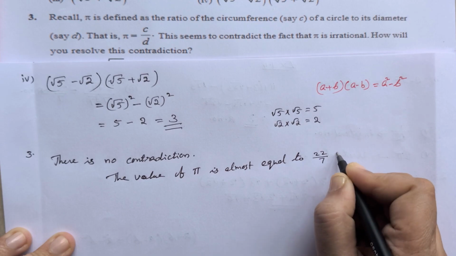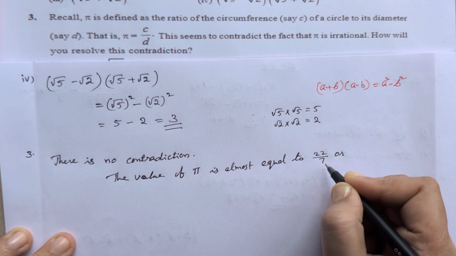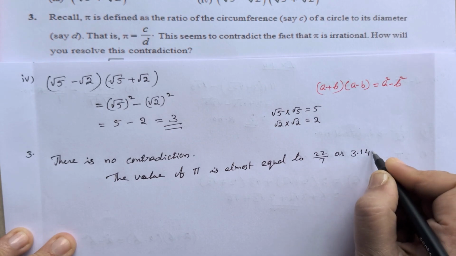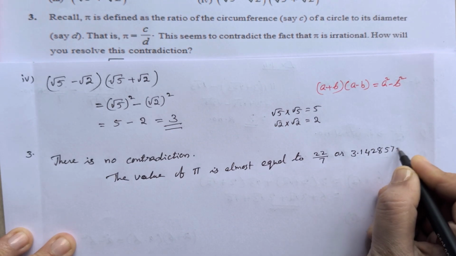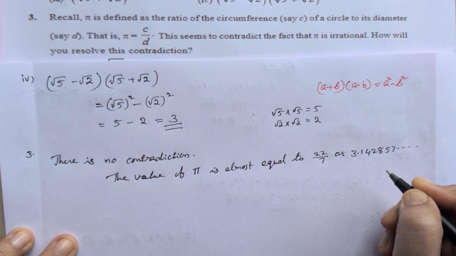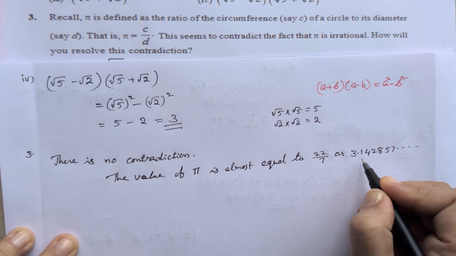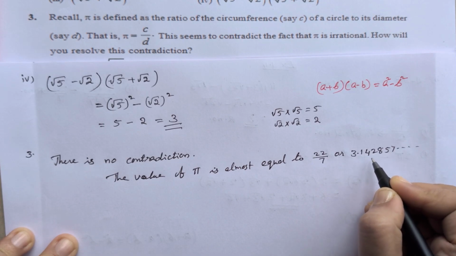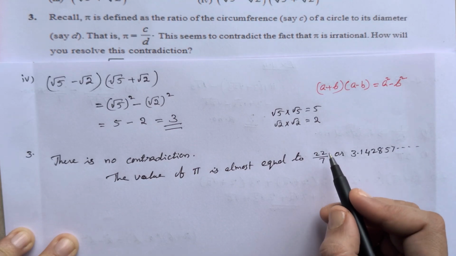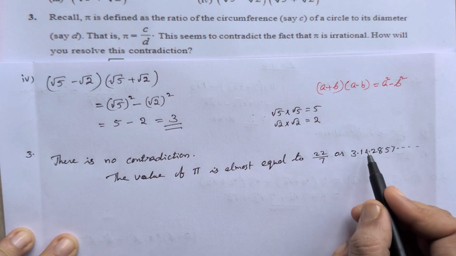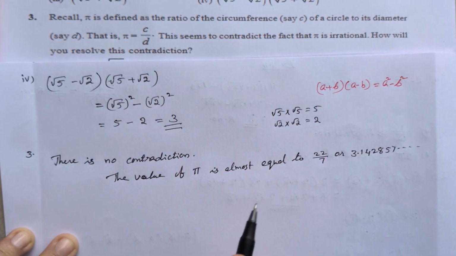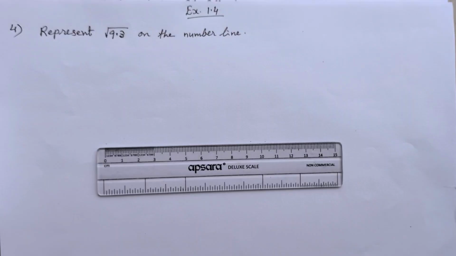When we are writing pi is almost equal to 22 by 7, or if we are dividing 22 by 7, we will get the decimal as 3.142857, etc. You can see it is going on like that. So when we are solving questions or problems, we will normally take 3.14 as the value of pi and neglect the rest of the digits for our convenience. So normally we will take 22 by 7 or 3.14 to solve questions, but pi is irrational itself, so there is no contradiction.